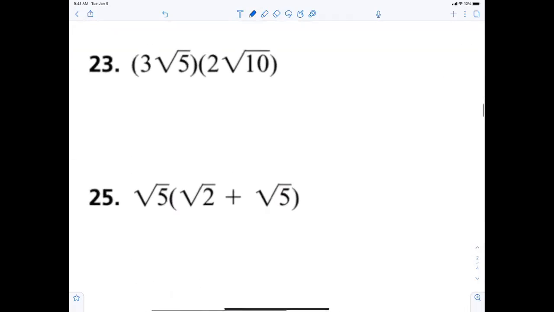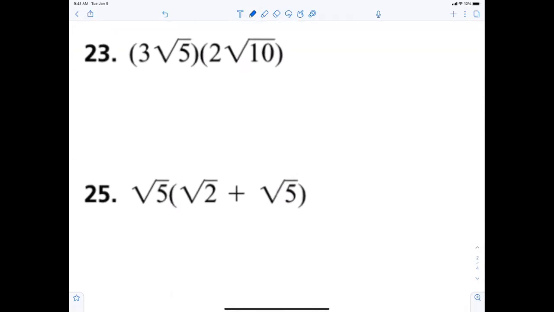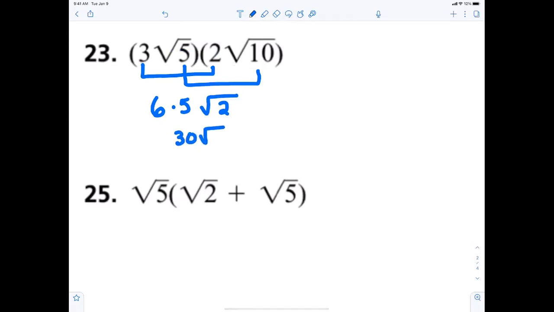Now, here's where it can be more difficult if you're not paying attention. What's 3 times 2? 6. Now, please don't tell me 5 times 10 is 50. I know that. I'm trying to get you to think about numbers differently. What is common with 5 and 10? A 5. So I pull out the 5, so it's going to be times 5. What's left behind? 2. And then, of course, 6 times 5, 30 radical 2.